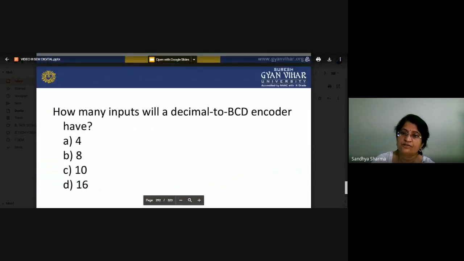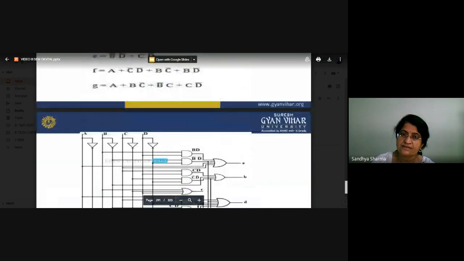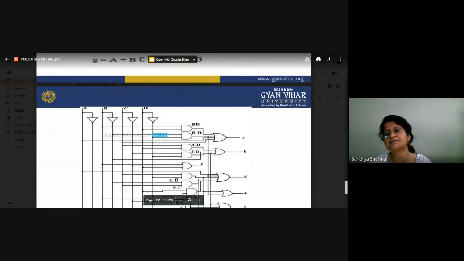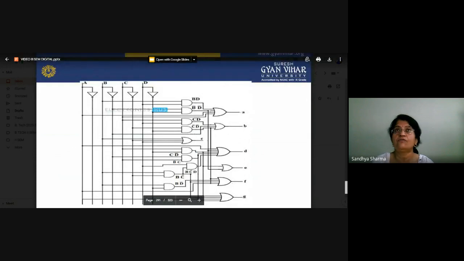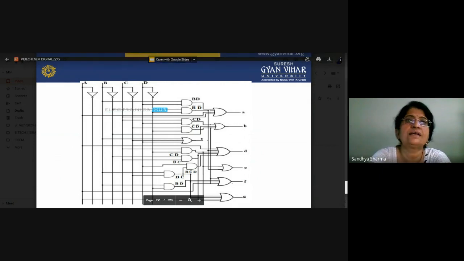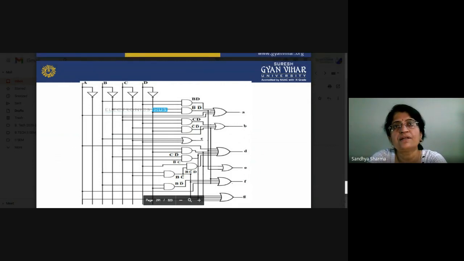So there are some objective questions. Before starting this, we will again revise what we have to cover in this topic. In this topic, we have seen what the encoder is, what the decoder is, and what the 7 segment display devices are. Basically, encoder and decoder we have to see again. According to that, there are different numbers of lines: 2 raised to power n input lines and n output lines. If we are talking about the decoder, it will be reversed.